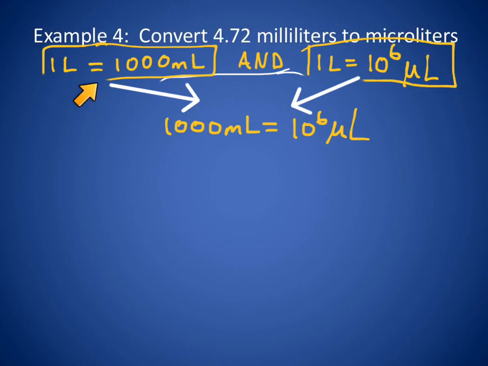So a liter is equal to 1,000 milliliters. A liter is also equal to 1,000,000 microliters. That means 1,000 milliliters is equal to 1,000,000 microliters. Since this equals a liter and this equals a liter, this is equal to that. All 3 of these are equal: liter, milliliters, and microliters. So I could also just rewrite it out as one thing here: 1,000 milliliters, 1,000,000 microliters.